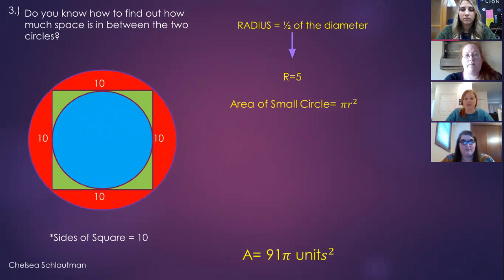So now we're going to find the area of the smaller circle. And for that, we're going to use the formula pi r squared. So we're going to plug in the radius as 5, and we're going to have pi times 5 squared.